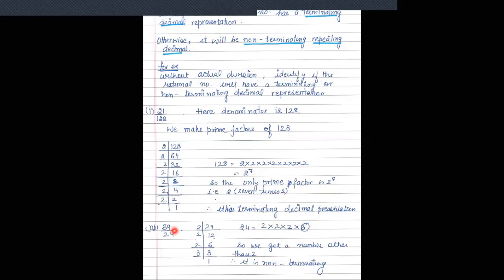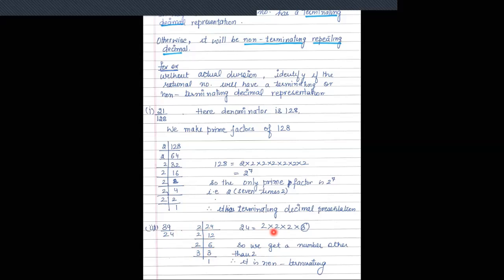Second, 39 upon 24. Now again, where will we concentrate? We will just concentrate on the denominator. Yes. So here the denominator is what? The denominator is 24. So for 24 we will make the prime factors: 2, 12, 2, 6, 2, 3, 3 and 1.